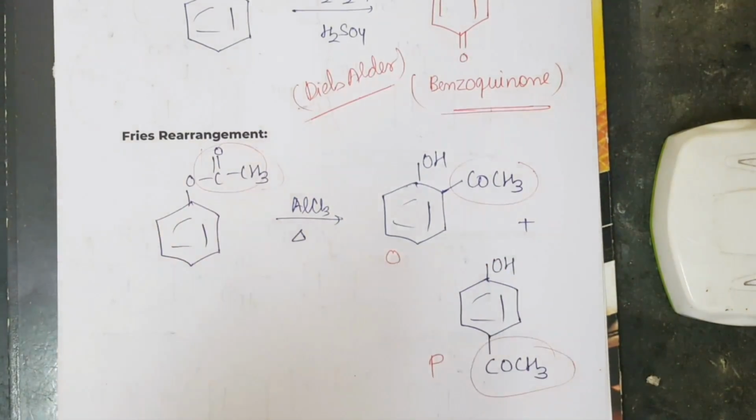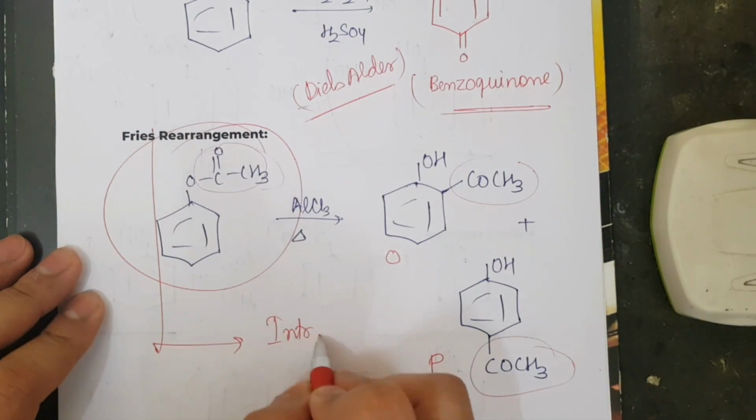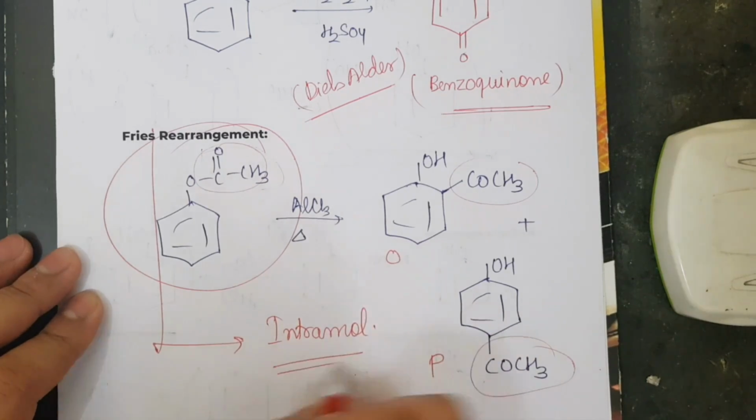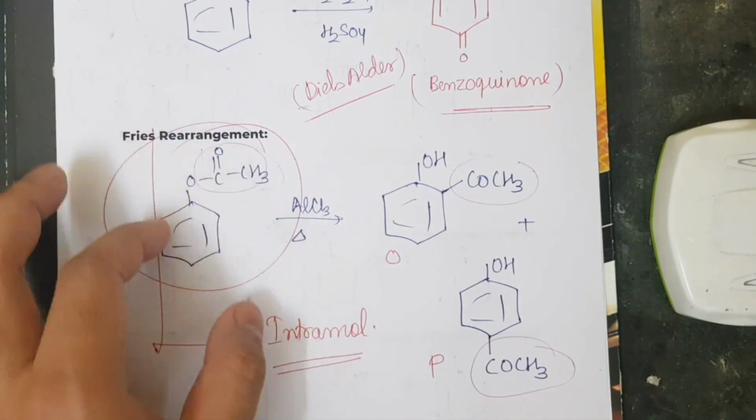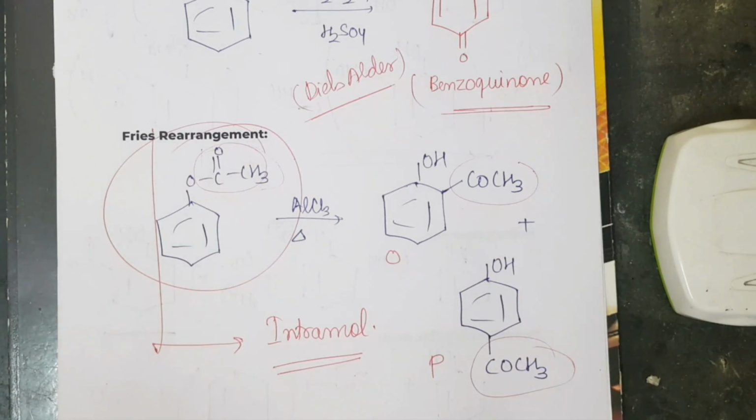The most important point to note here is that the Fries rearrangement is an intramolecular reaction. So basically, even if I give you two compounds, the reaction would be happening intramolecularly and not with each other. Okay, so this is the Fries rearrangement.